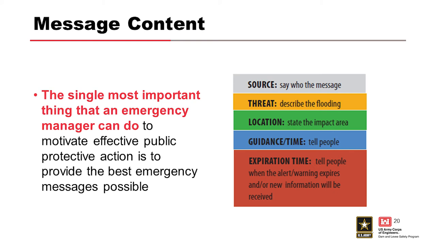Describe the flooding event and its impacts, the location. The important part of this is specificity. Safety impact area, boundaries in a way that can be easily understood, street names, but be specific. Tell people what protective action to take, when to do it, and how to accomplish it. But being very specific. Right?